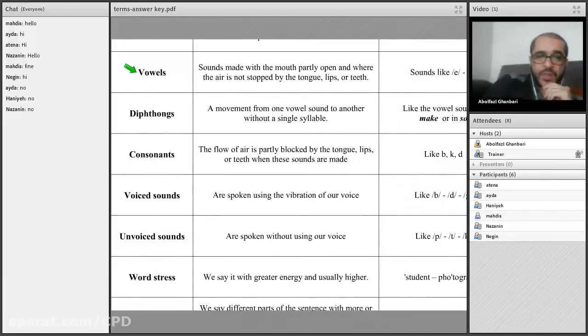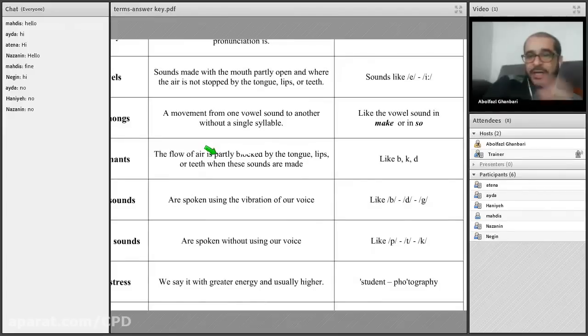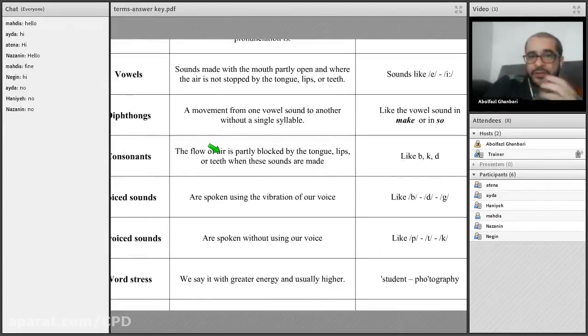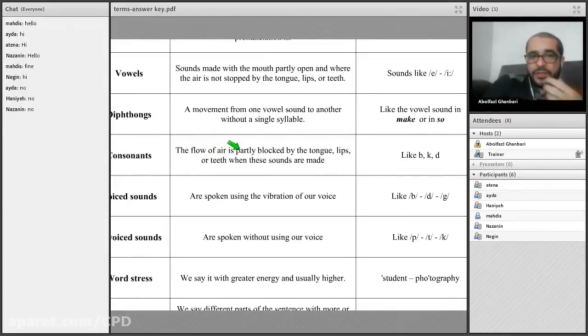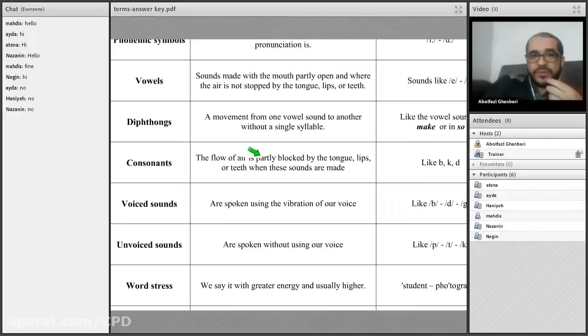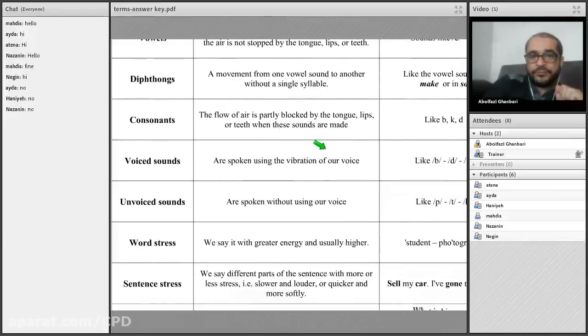Another one is vowel. You know it. Vowels like A, E, U. The sounds that are made with the mouth partly open, and the air does not stop. We do not stop the air while we say those sounds.